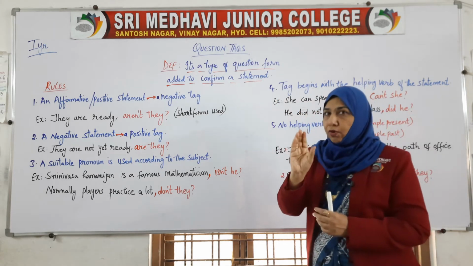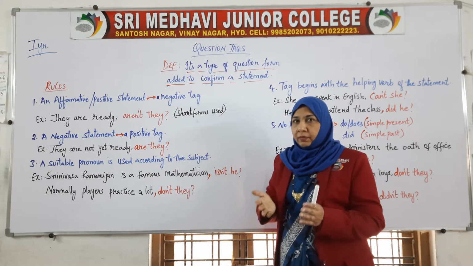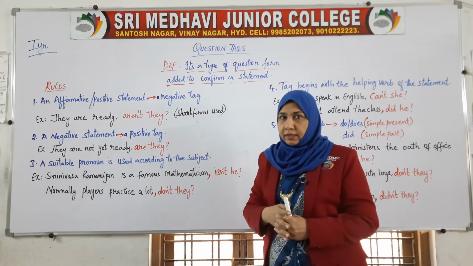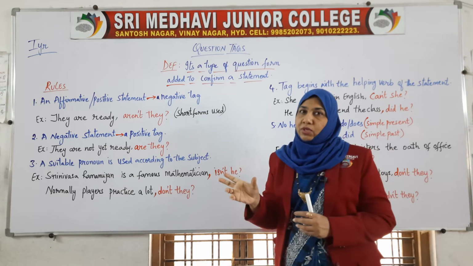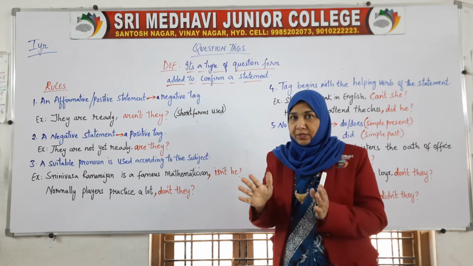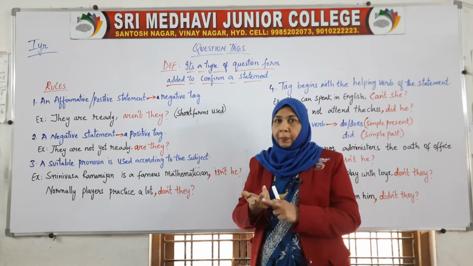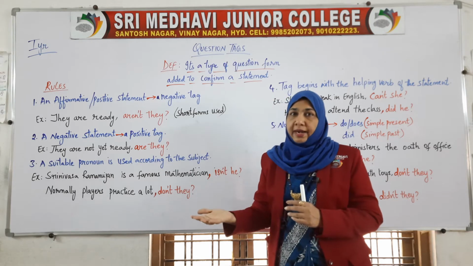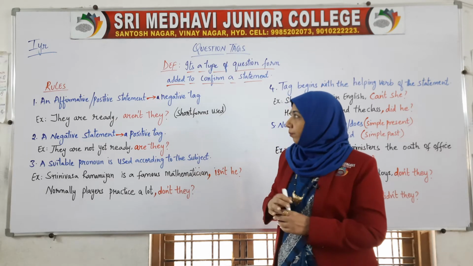A type of question form added to the statement to get the confirmation. For example: "It is a difficult task, isn't it?" "Isn't it" is the question tag. "It is a difficult task" is a statement. We are giving one statement, and to confirm that particular statement we are adding one question tag. That is, "isn't it?" is the question tag over there.